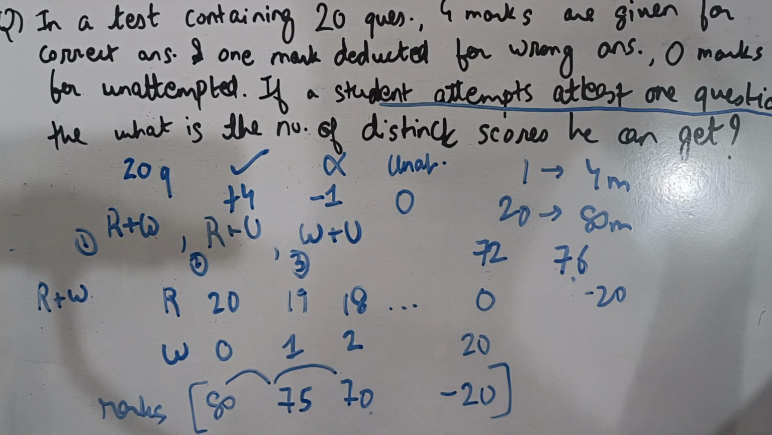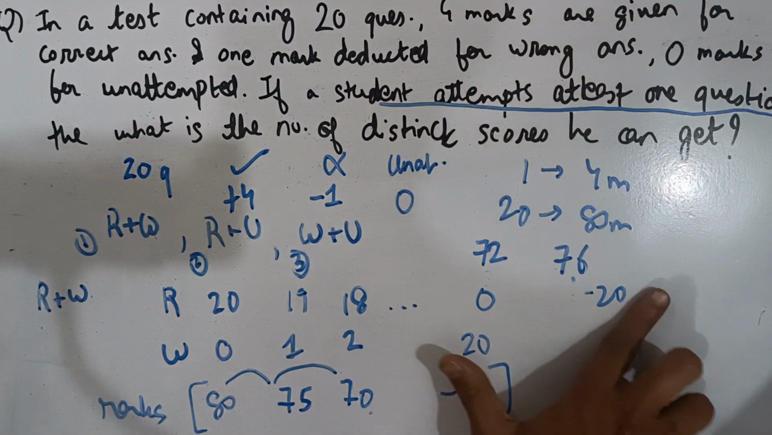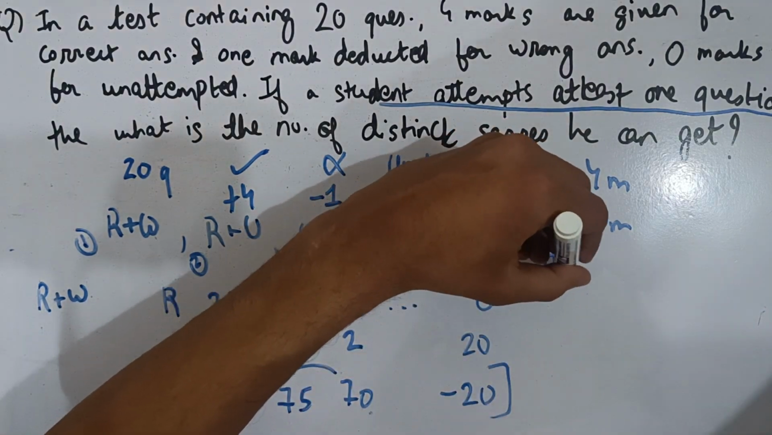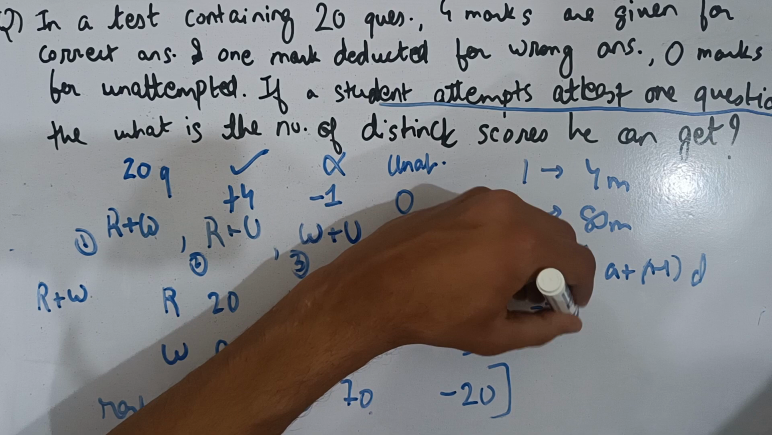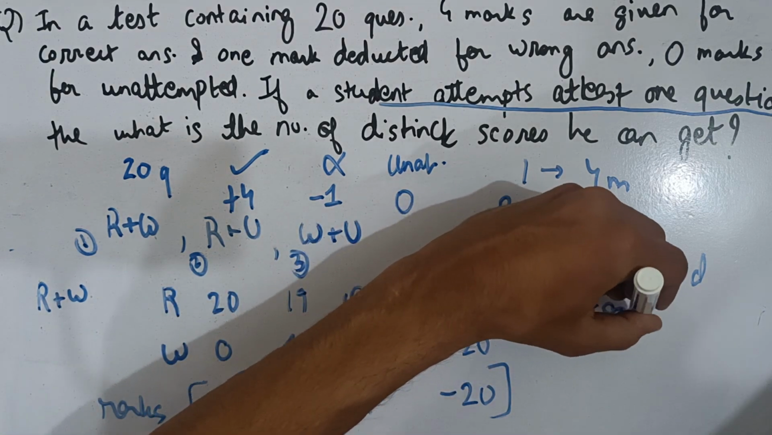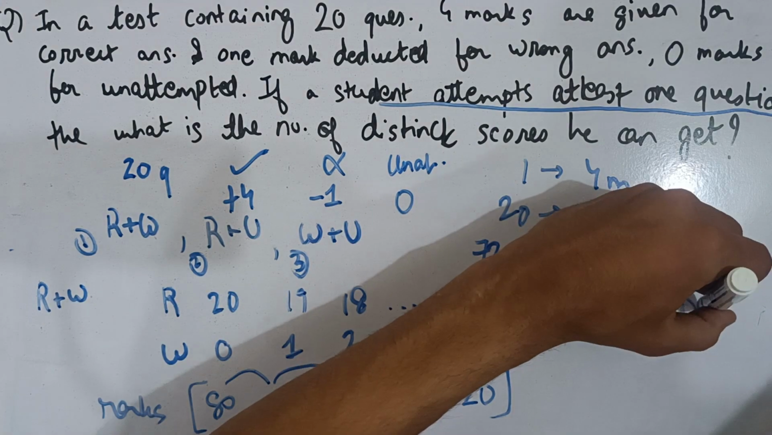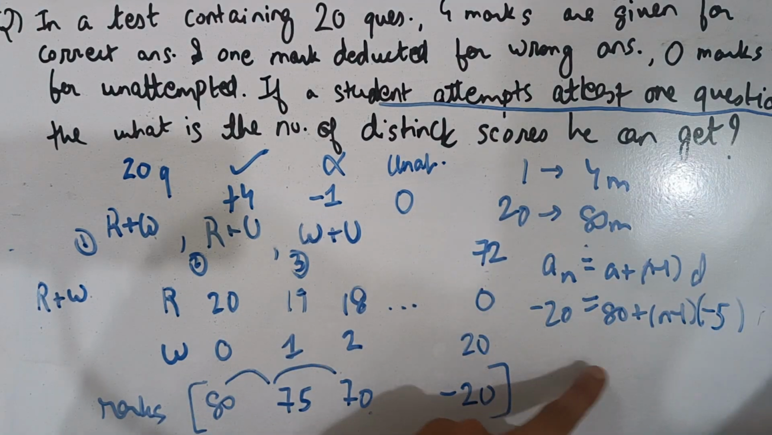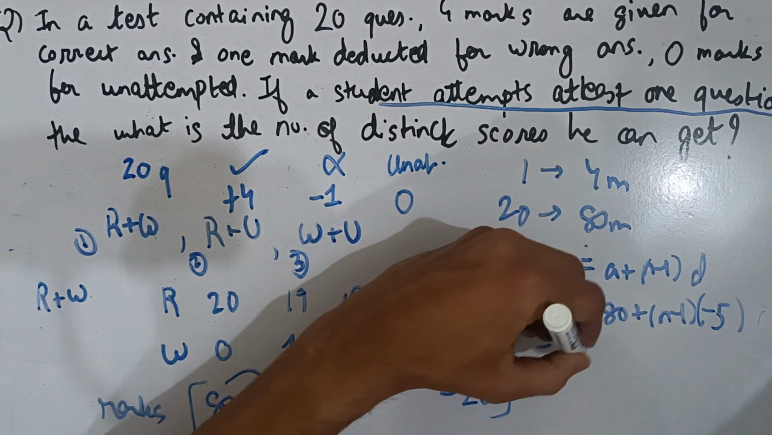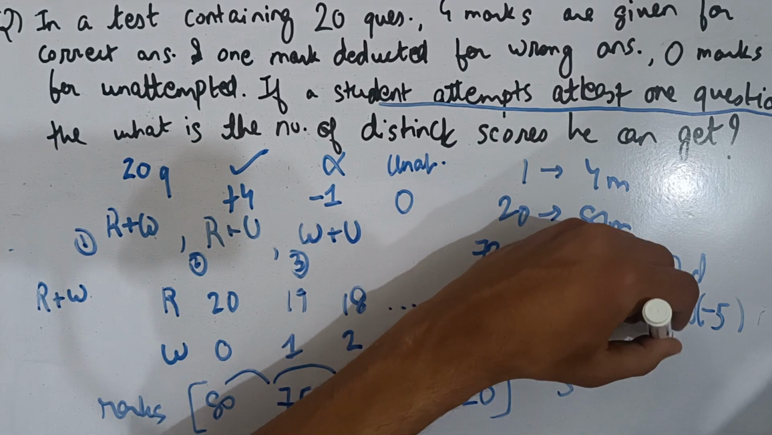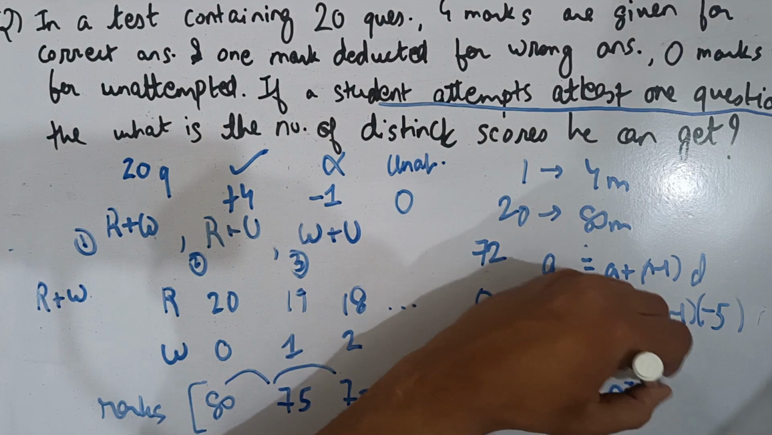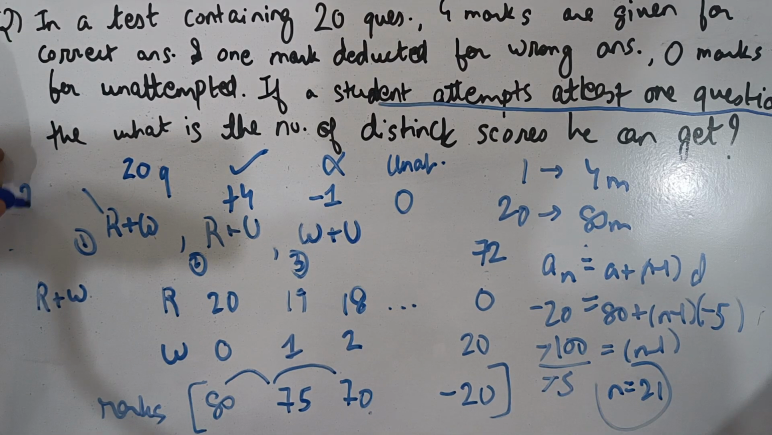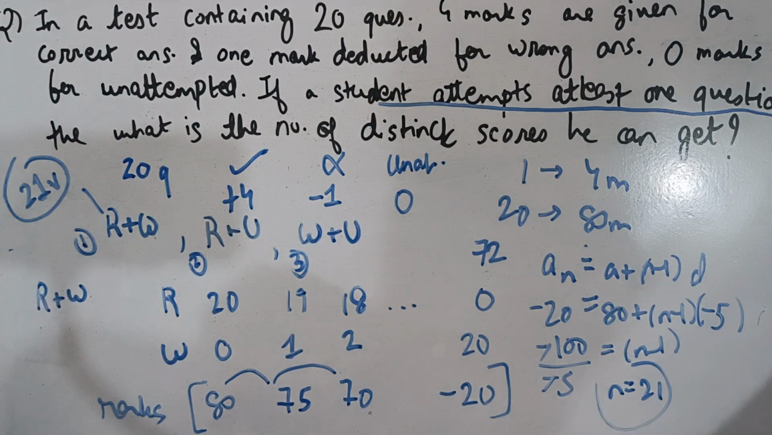So you can calculate the number of terms easily, using the formula an equals a plus n minus 1 into d. The last term is -20, which equals the first term 80 plus n minus 1, and the difference is -5. 80 gets subtracted, this becomes -100 upon -5 is equal to n minus 1. Solve this, the minuses cancel out, and n becomes 21. Therefore, for the first condition there are 21 terms, so there are 21 values.